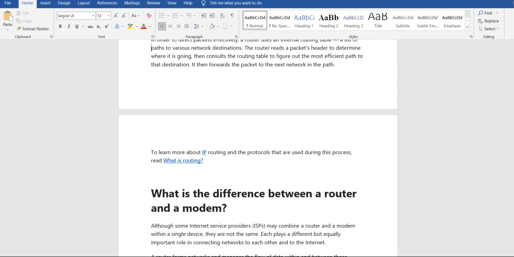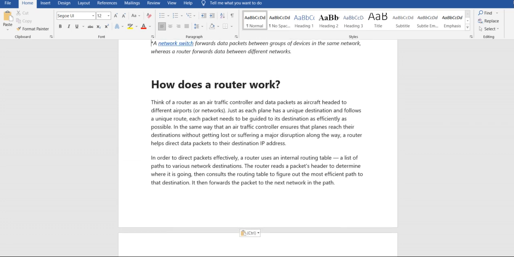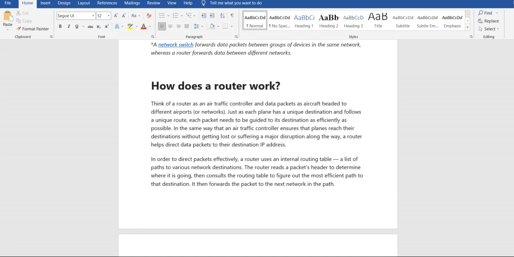Okay, next is, how does a router work? Think of a router as an air traffic controller and data packets as aircraft headed to different airports or networks, where each plane has a unique destination and follows a unique route. Each packet needs to be guided to its destination as efficiently as possible. In the same way, an air traffic controller ensures that planes reach their destination without getting lost or suffering a major disruption along the way.